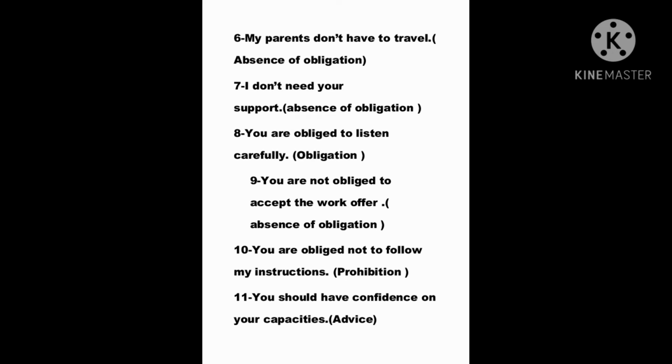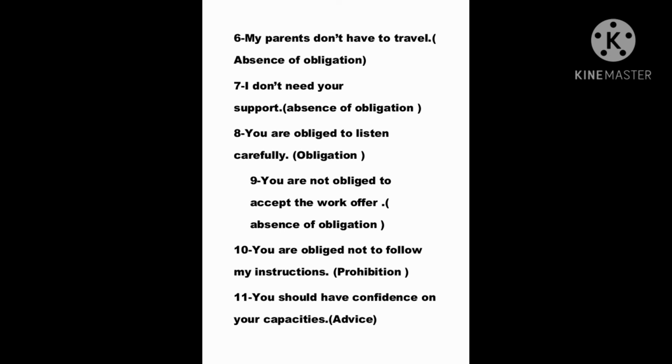The 10th example here, it's necessary to make the difference between the 9th and the 10th. In the 9th, the negative not is coming between the auxiliary are and the past participle obliged. But for the 10th, the negation comes after the past participle of the verb. So you are obliged not to follow my instructions. Here it expresses prohibition. So when you have the negation after the past participle of the verb, it expresses prohibition. When you have the negation between the auxiliary and the past participle, it expresses absence of obligation.